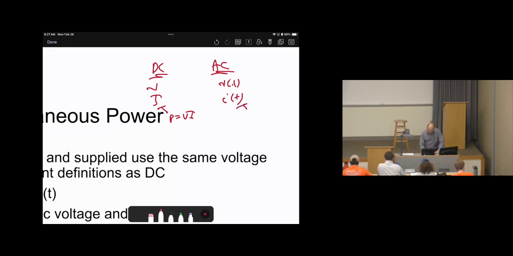Then in AC, the power will be V of t times I of t. So do you think the power is constant? No, it's no longer constant. It's a function of time, P of t. This means the power is changing depending on the time, a function of time. So that's what we will see here.